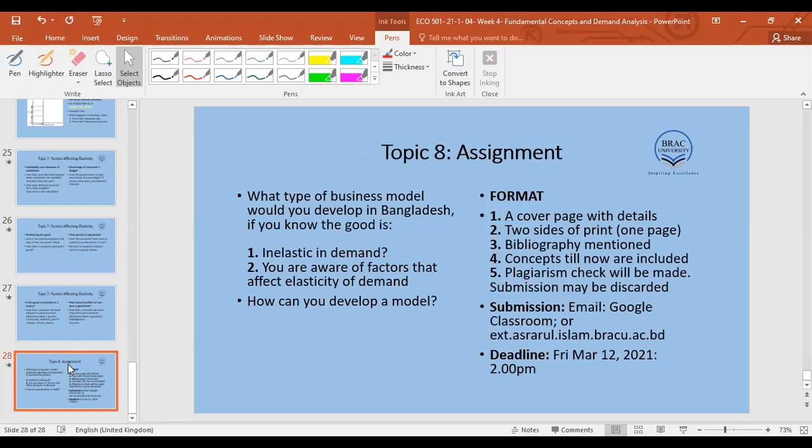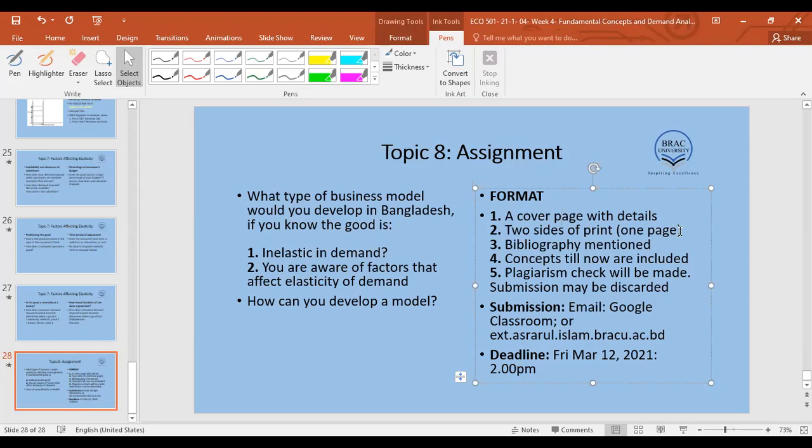The main thing is you want to launch a product in the context of Bangladesh or Nepal, since we have some Nepalese friends, and you know that it's not responding to price, it's inelastic in demand, plus you know some factors. You will write only your name, your section number, and your ID. There will be no cover page. Okay? Just write your name at the top.